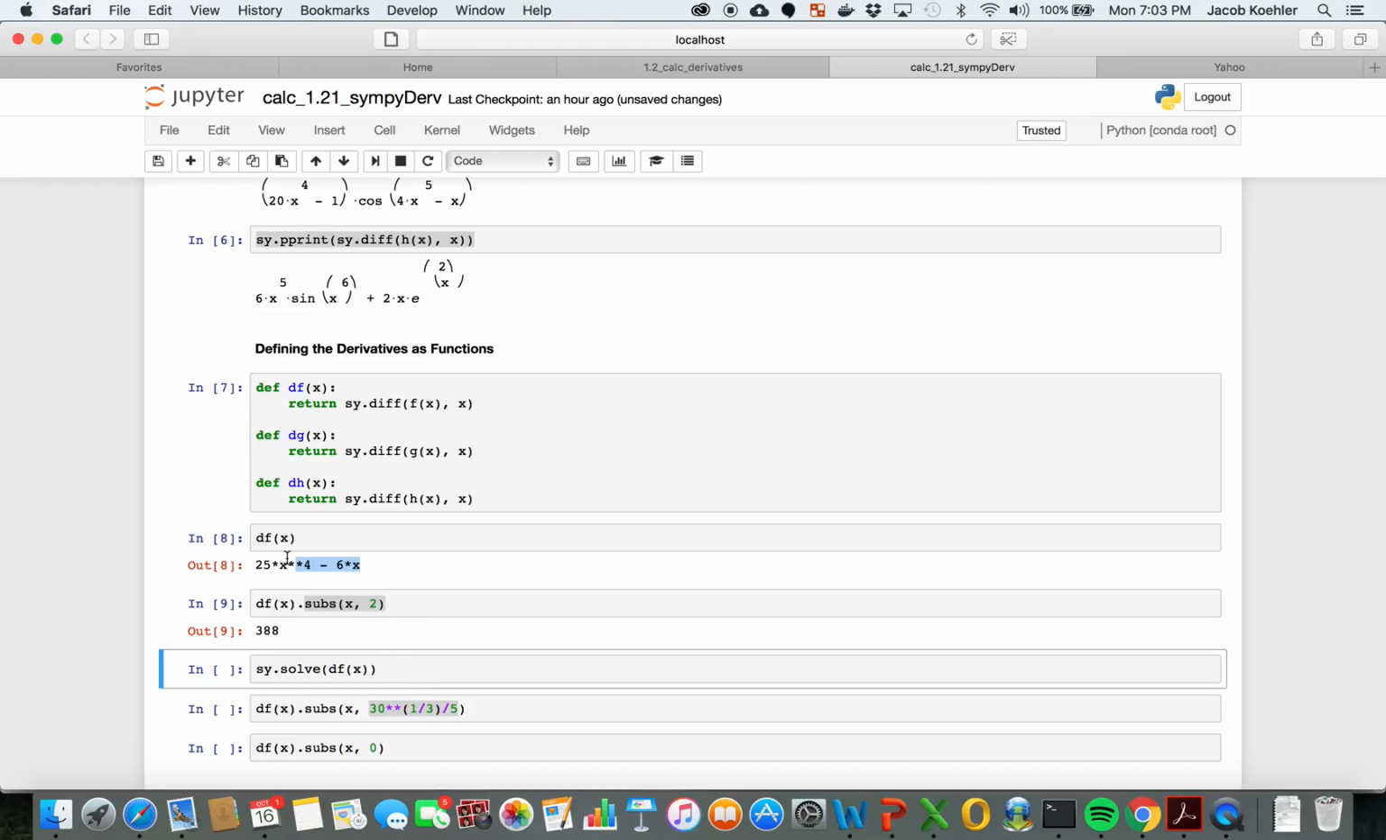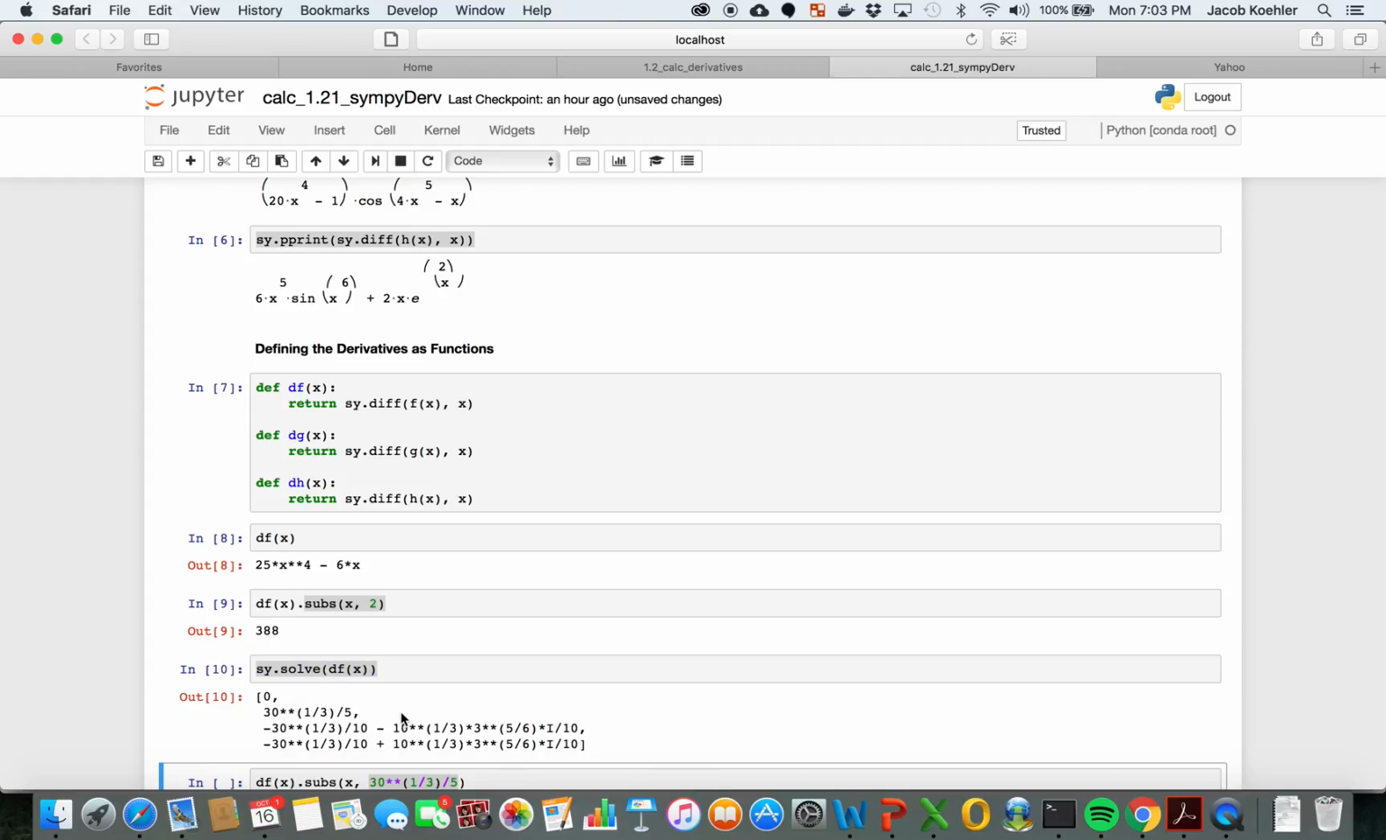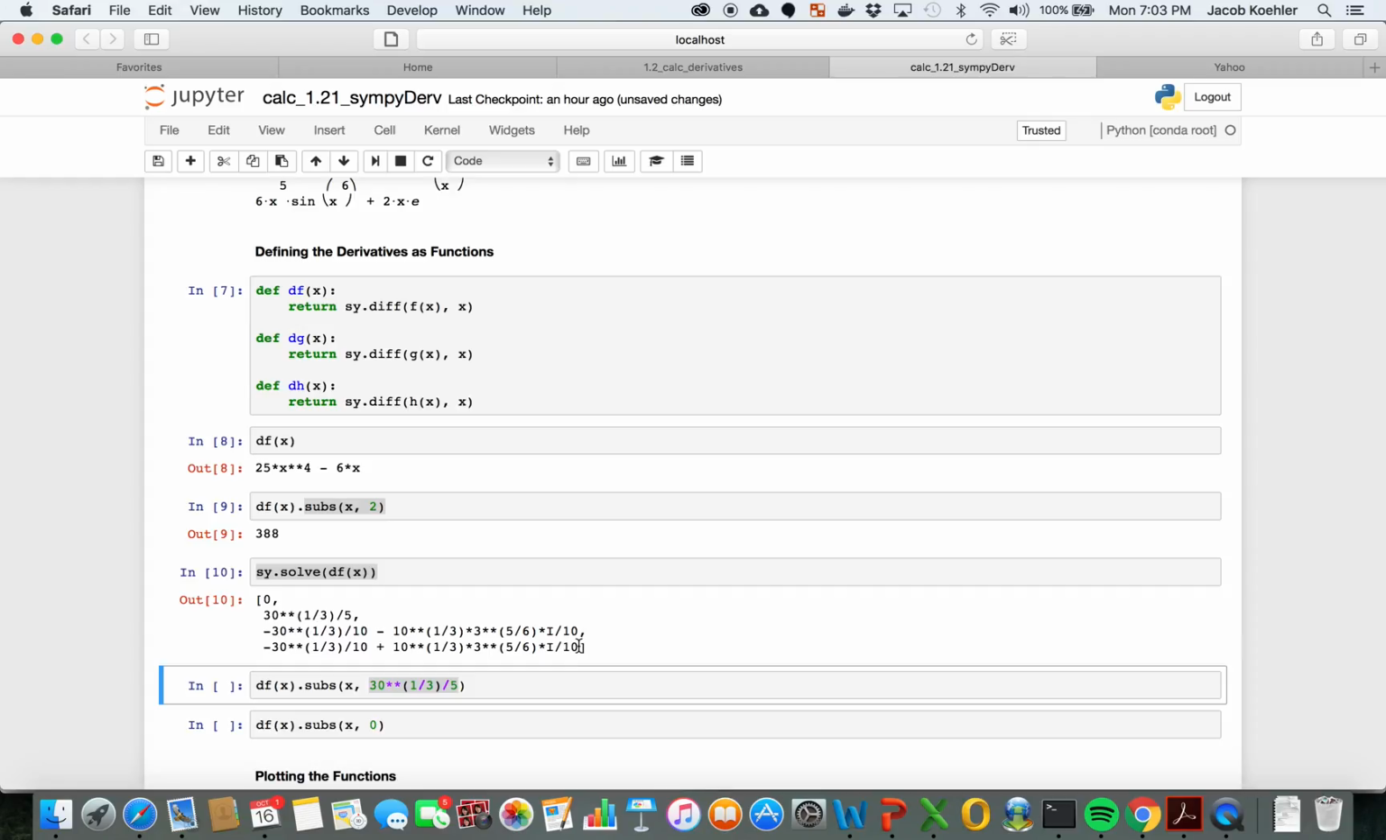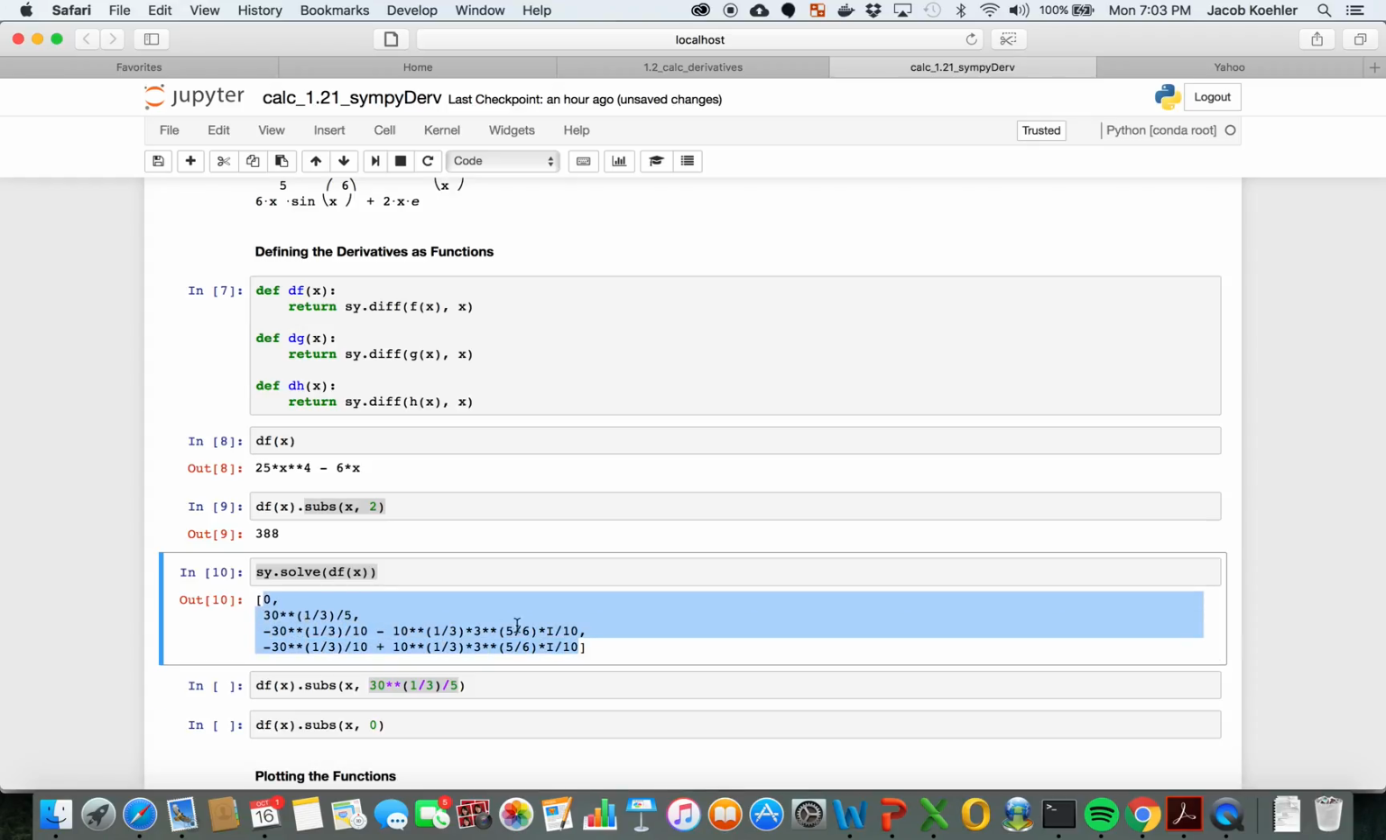And if I want to know when this expression equals zero, I can use SymPy's solve command and find when the derivative equals zero here. Now I got four numbers. There's four zeros. These are four different numbers, but these last two are imaginary. I can tell by the I in them. These are two imaginary roots.